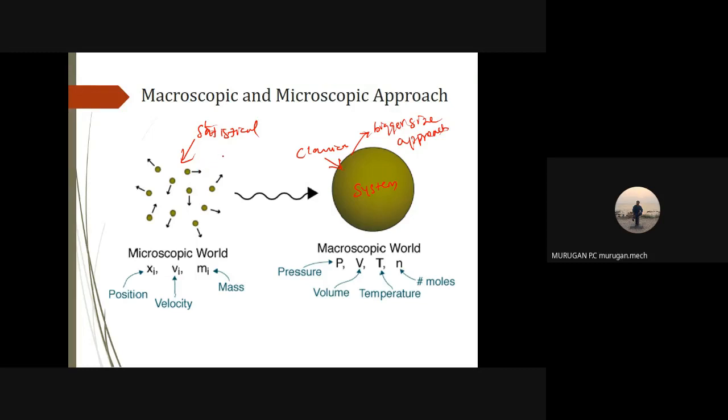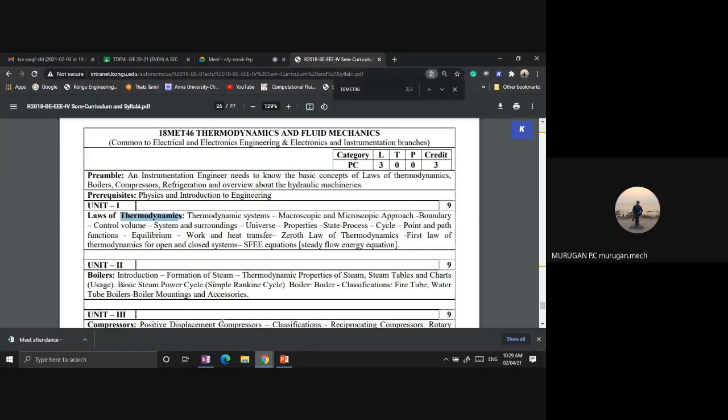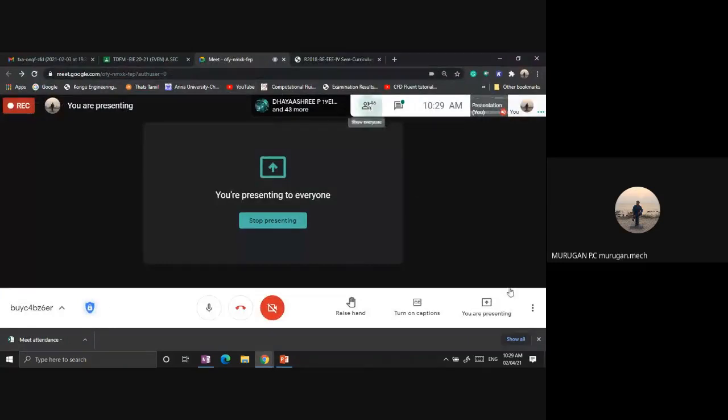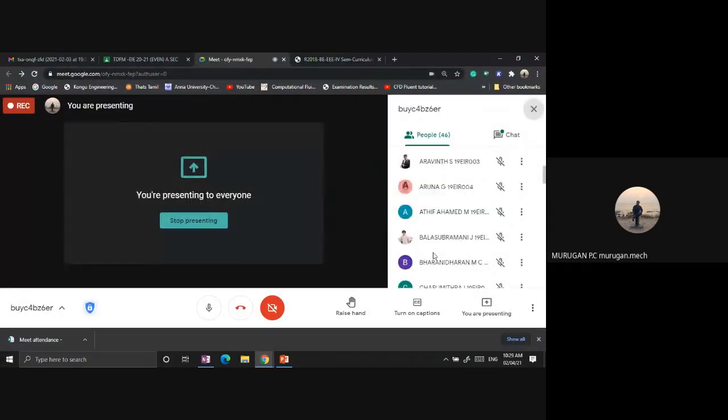Okay, so I think can anyone tell me what do you mean by this macroscopic approach and microscopic approach? Tell me. Anyone? Any volunteers? Or shall I call out the name? Balasubramani. Yes, sir. கொஞ்சம் சொல்லுங்க பார்க்கலாம்.